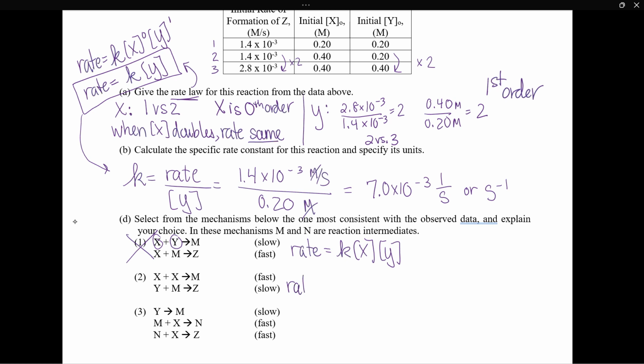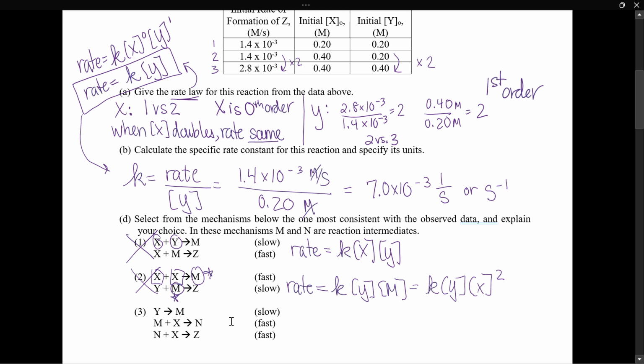My second one, rate is proportional to k times the molecules in our slow step. So that's y and m. Notice m, however, is an intermediate. So when I see m, I'm going to go back and substitute in the two things that made m. Wherever I see m, I'm going to substitute in two x's. You see how two x's combine to make m? So I'm going to substitute in two x's whenever I see an m. And anyways, this isn't right either, because we want something that matches this rate law right there. So hopefully this last one works.